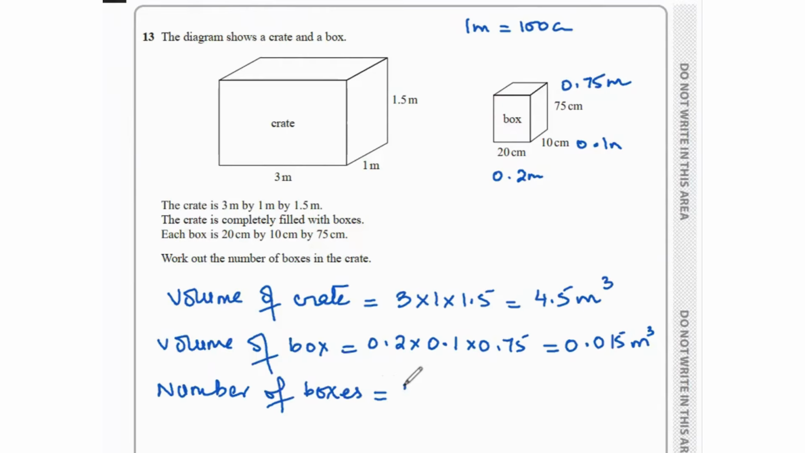So for the number of boxes, we divide 4.5 by 0.015, and that equals 300 boxes. That is your final answer. If you want to use another method to solve this question, that's also fine. But I think this is the most suitable one, because you just have to find the volume of both the shapes and then divide them by each other to get the number of boxes. But make sure that the units are the same, because if you use centimeters for the box and meters for the crate, you would get an incorrect answer.